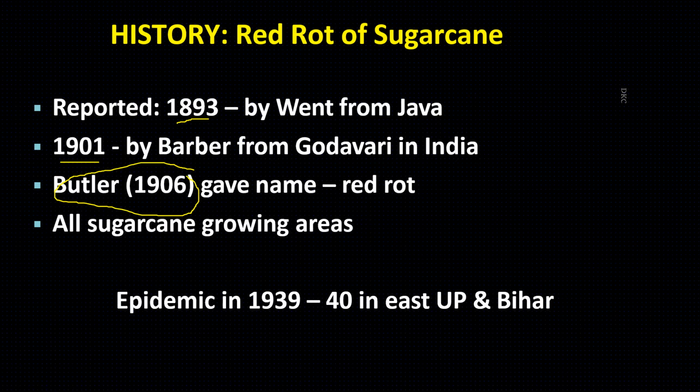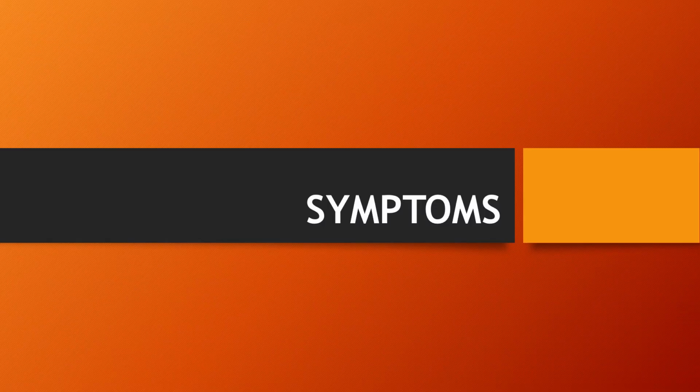As I have already told, red rot of sugarcane is a very serious and destructive disease of sugarcane. It occurs in tropical as well as subtropical regions of the world where sugarcane is cultivated extensively. In India, it occurs in most of the sugarcane growing states, particularly Bihar, Uttar Pradesh, Madhya Pradesh, Haryana, Punjab, etc.